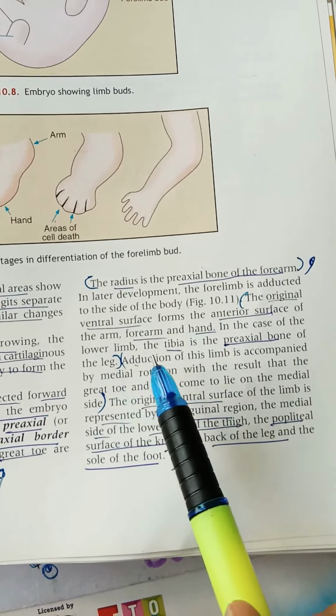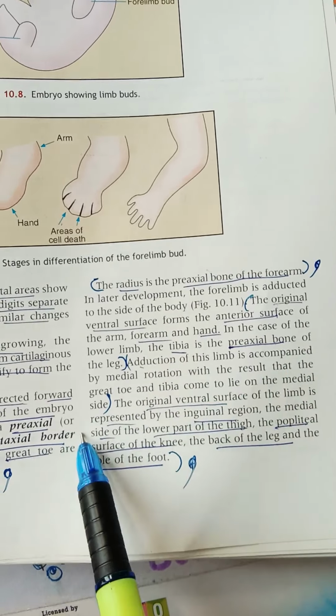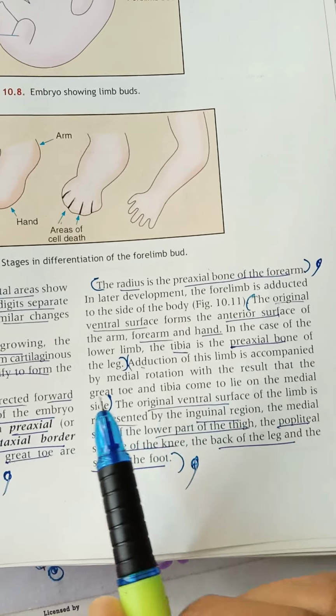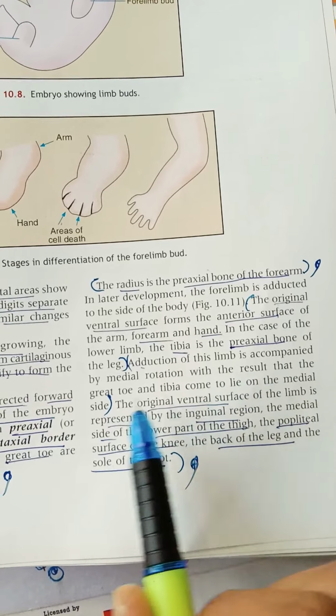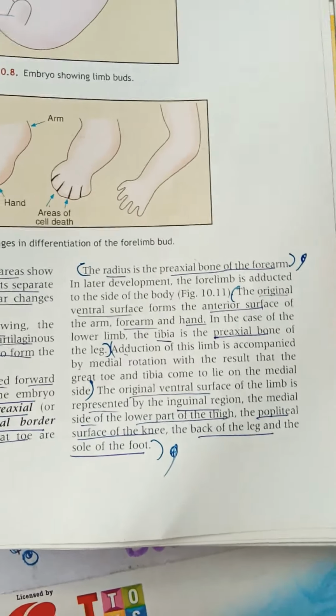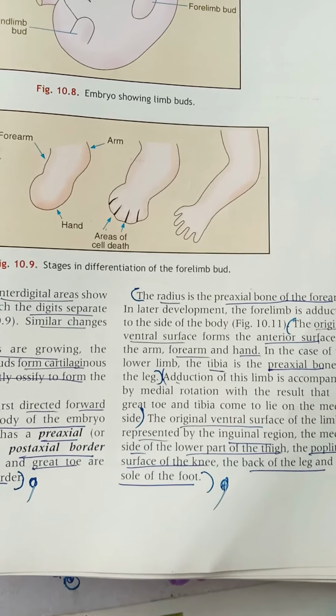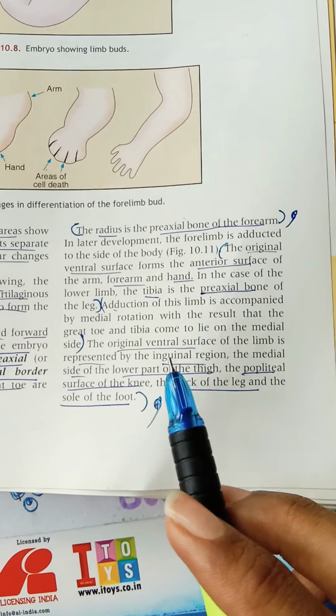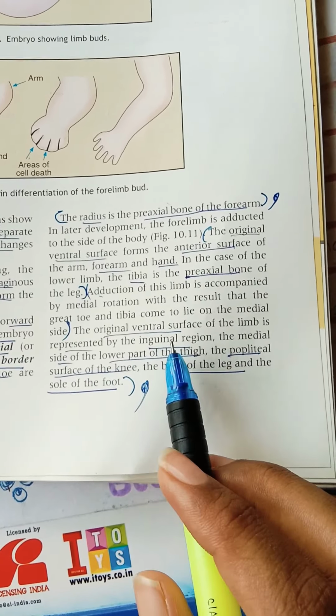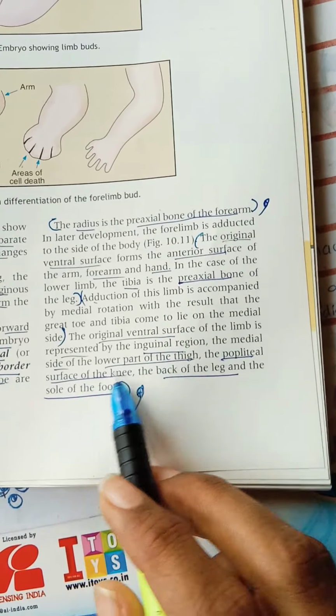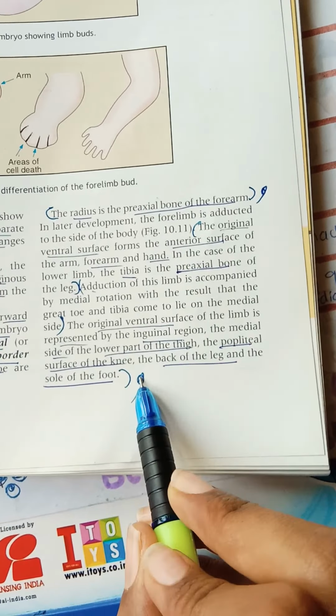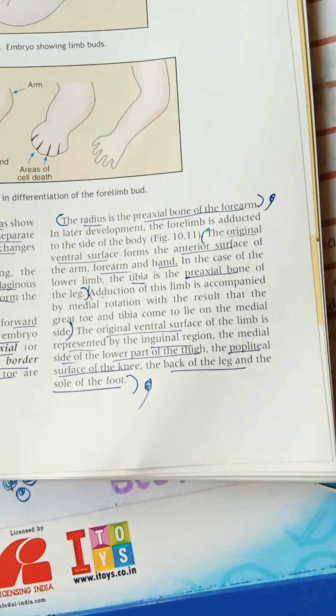In the case of the lower limb, the tibia is the preaxial border of the leg. Adduction of the limb is accompanied by medial rotation, which results in the great toe and the tibia coming to lie on the medial side. The original ventral surface of the limb is represented by the inguinal region, the medial side by the lower part of the thigh, the popliteal surface of the knee, the back of the leg, and the sole of the foot.